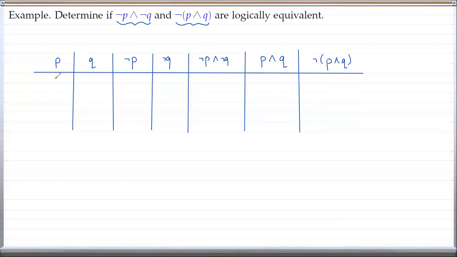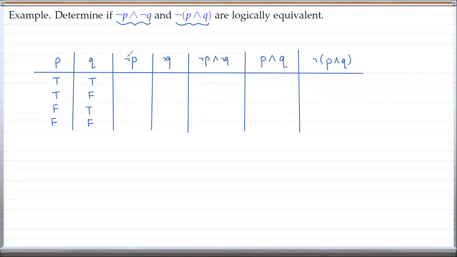Now let's put down all the possible combinations of truth values of P and Q. We can have P true, Q true; P true, Q false; P false, Q true; and both of them false. So now we are ready to fill out these columns.